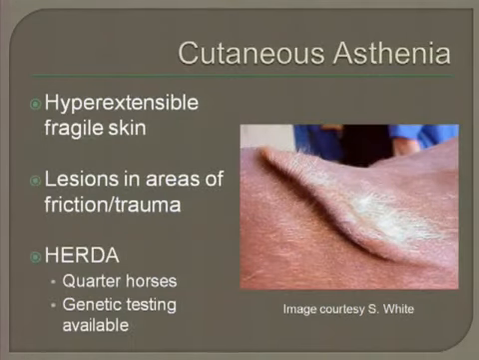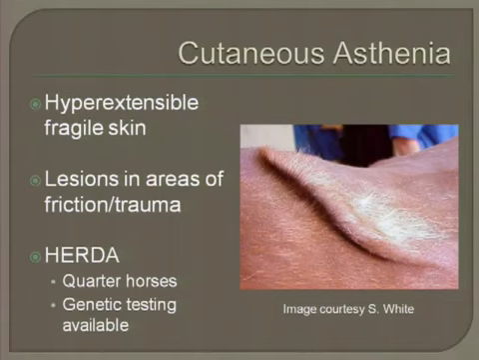Cutaneous asthenia is another inherited defect. This is basically a group of connective tissue disorders that the horse gets. Dogs can get it too, cats can get it too, humans can get it as well. Basically, it leads to very hyperextensible, very fragile skin.